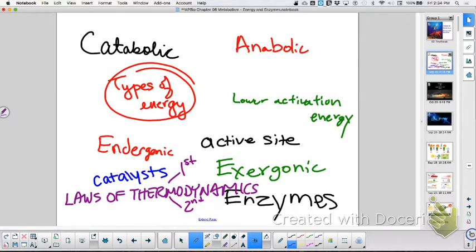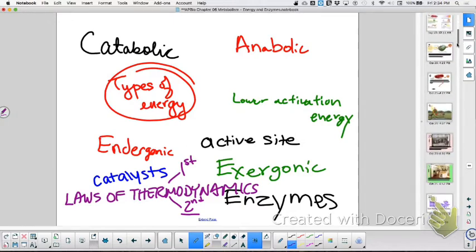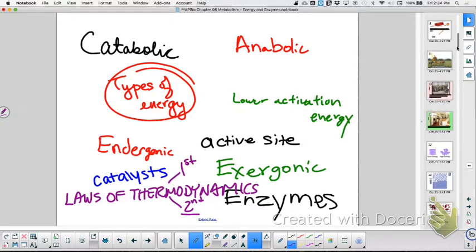Can't be created or destroyed. It can just be transformed. The second law of thermodynamics says what? Every time it changes form, it's not 100% efficient. Absolutely. So we covered energy, we covered the laws of thermodynamics. I feel good about that. Do I see the word entropy up there? No.